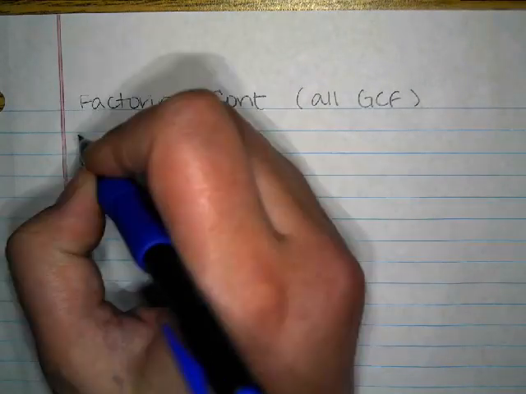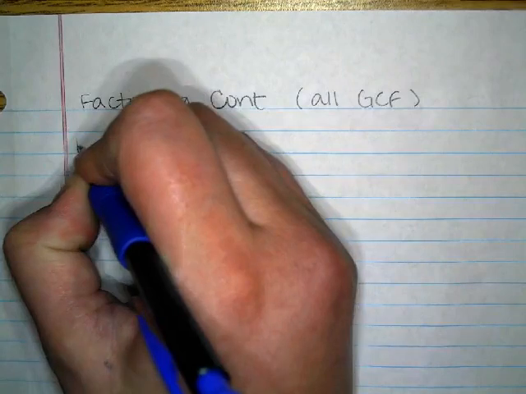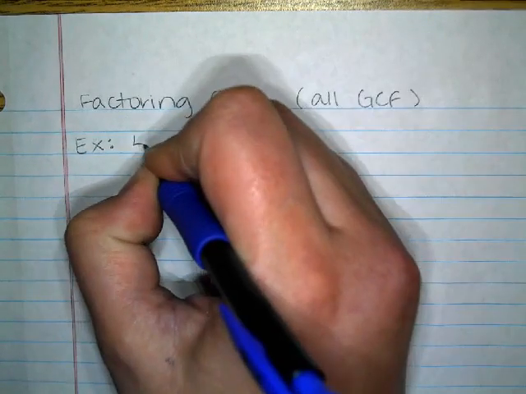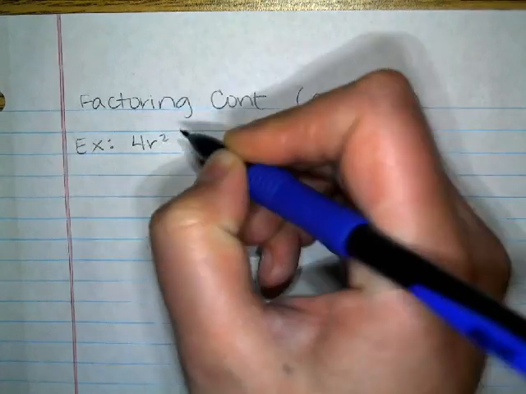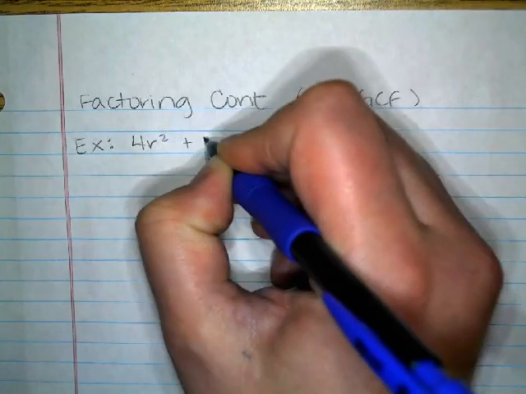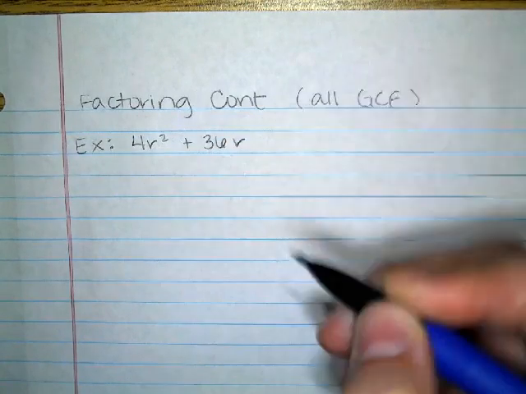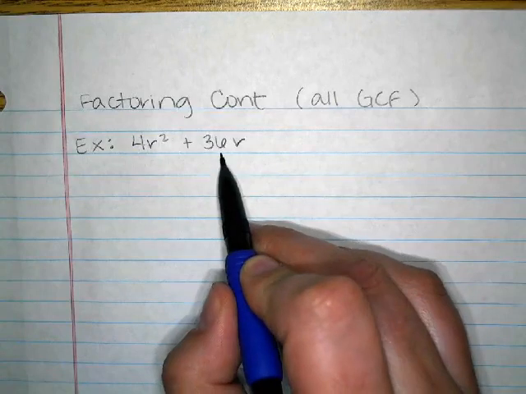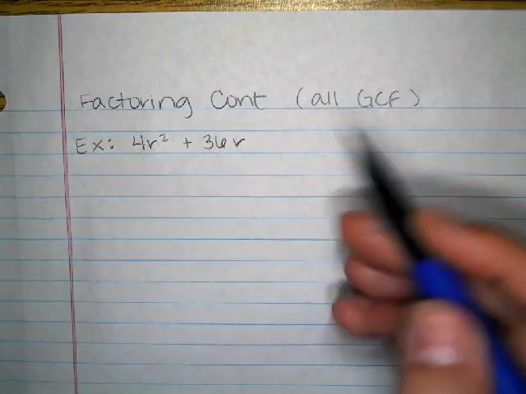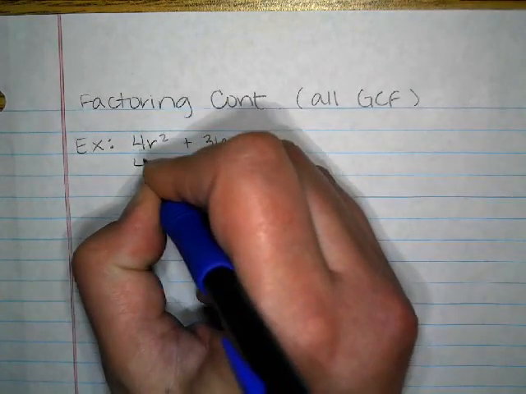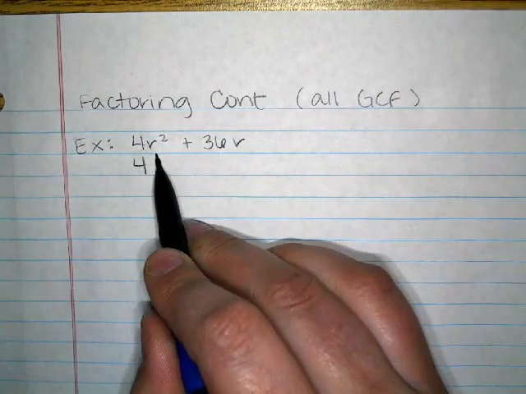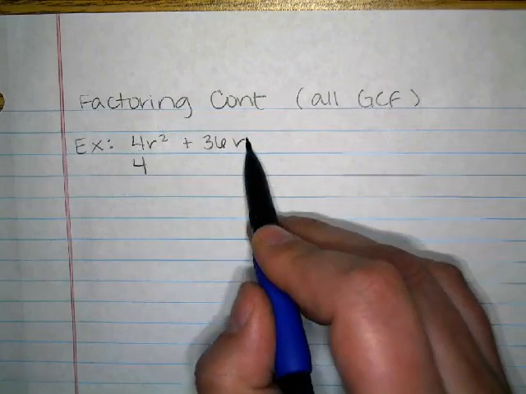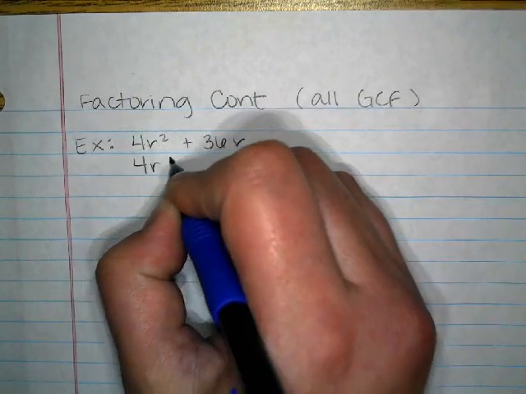So first we're going to do a problem with just the GCF, just to warm up our brains to this video, I guess. So for this one, we're going to do 4r squared plus 36r. So I'm looking for the number that's in common between 4 and 36. I can see that 4 divides into both of those numbers, so I'll go ahead and take out the 4. If I look at the variables, I have an r squared, I have an r over here to the first power, so I'll take out the r.